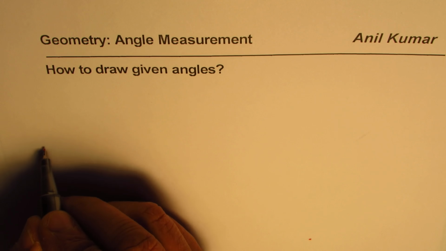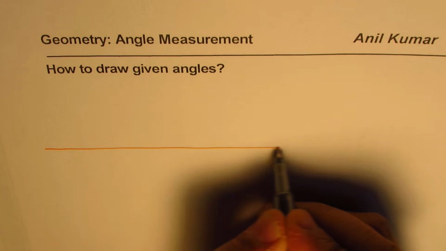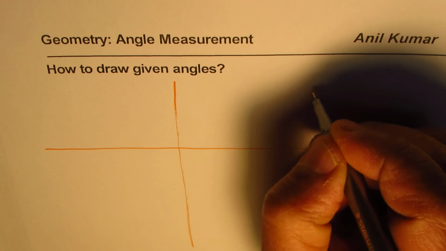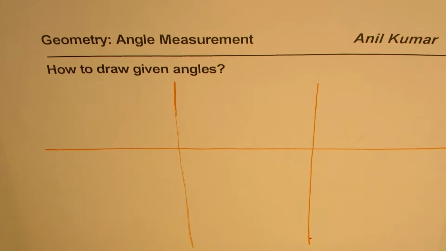So let me divide our page into 6 parts. So we'll take up 6 examples, right? So these are the 6 parts for us. Okay. So let's write down the angles.